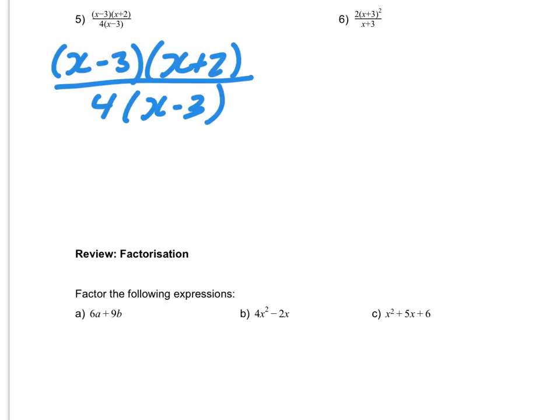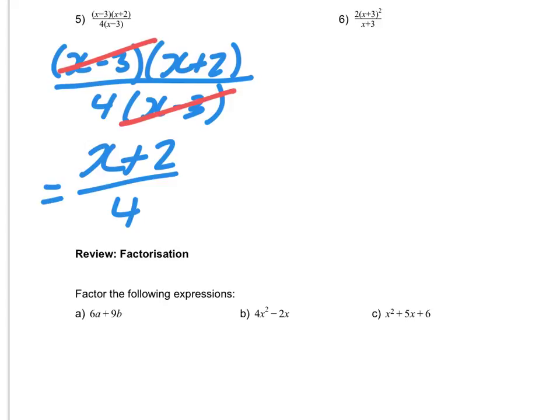Now is there any factor that's common on the top and bottom? x minus 3 and x minus 3 cancel. So what am I left with? I'm left with x plus 2 on the top, and I'm left with 4 on the bottom. And there's my answer. Let's look at the next one.